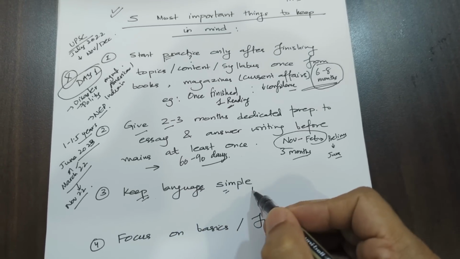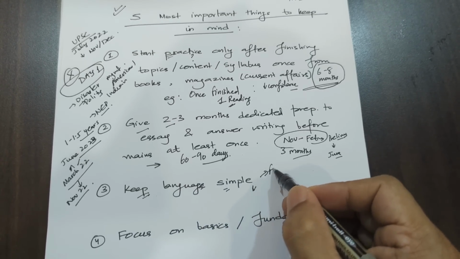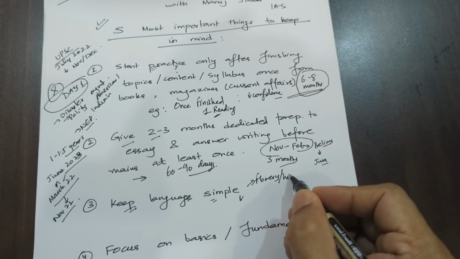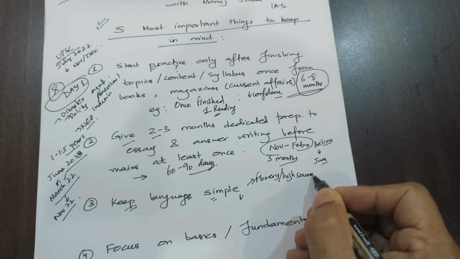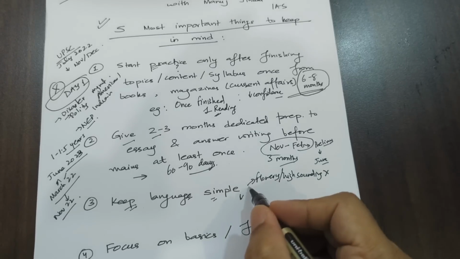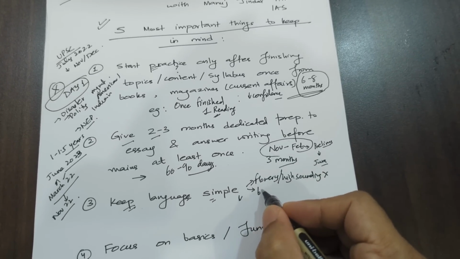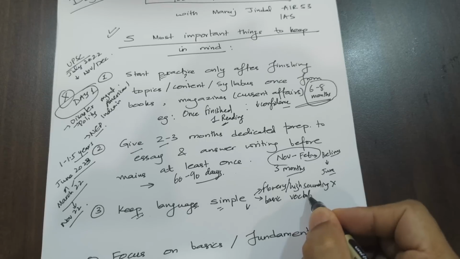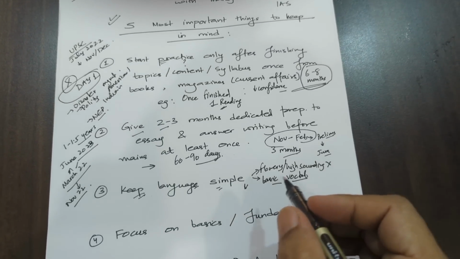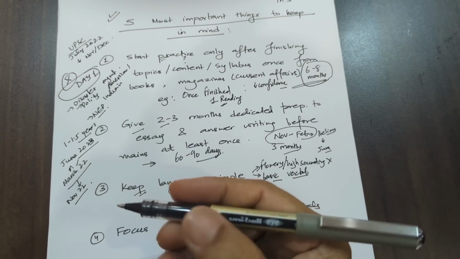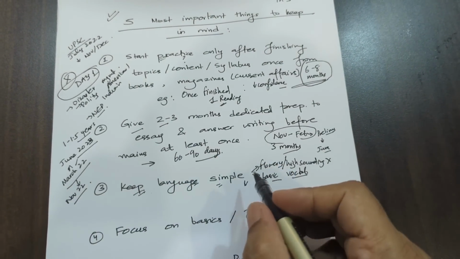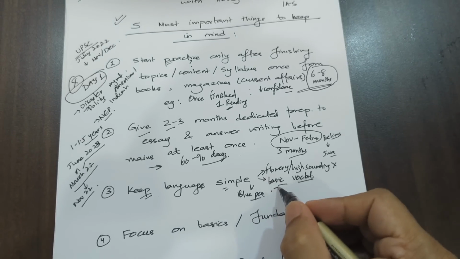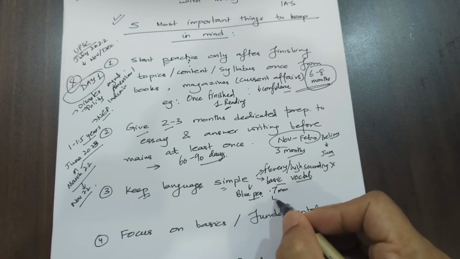Thirdly, I would say keep the language simple. No flowery language, no sophisticated language, no high sounding words are needed for UPSC. Definitely not. What you need is simple language with basic vocabulary, basic word power, which you can use to answer your questions. And you can use this basic Uniball pen. This is a black pen. Don't use this. Use a blue pen only. Alright, 0.7 mm. Uniball is a good pen.